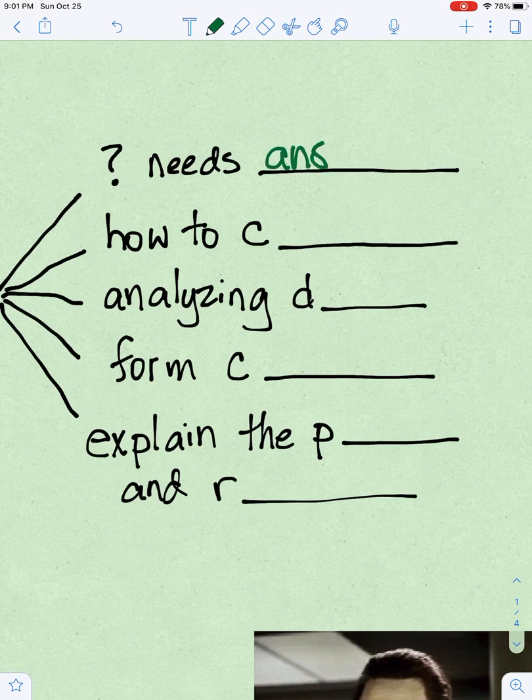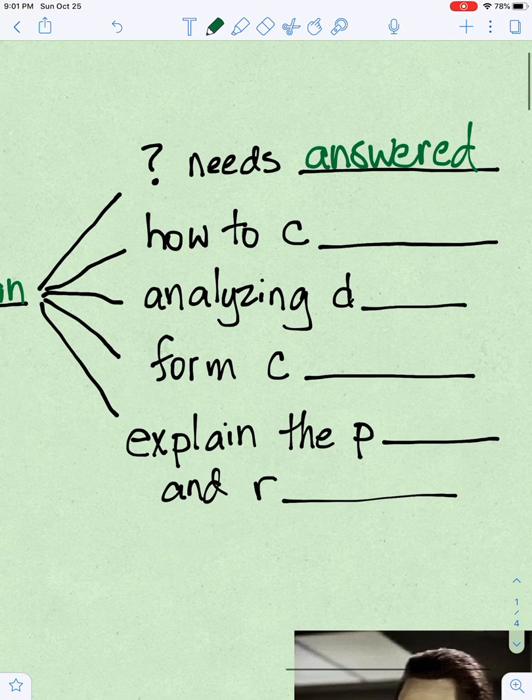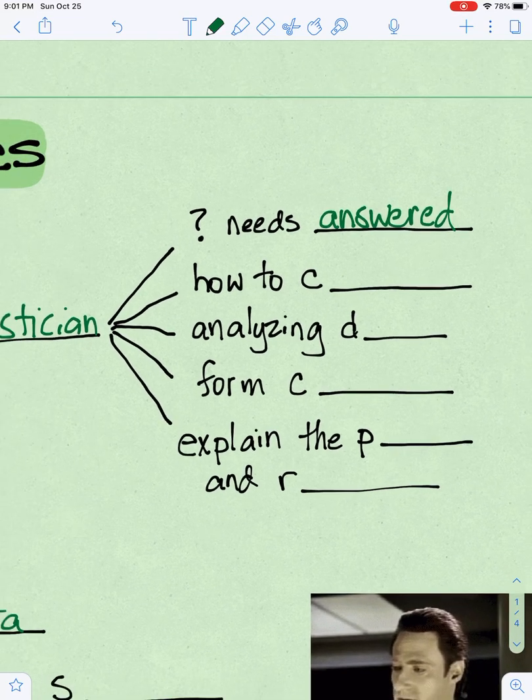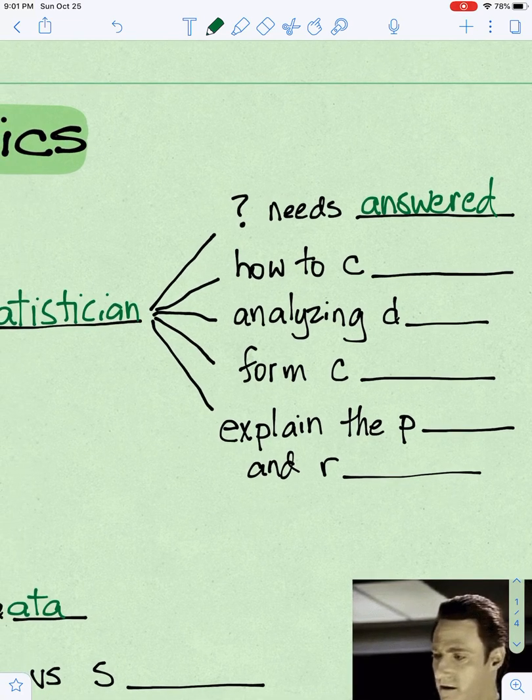First of all, a question needs to be answered. Sometimes you get this question from your boss. Sometimes you get it from a paper that you're writing and you need to gather information on it. Sometimes the client, because you're working for somebody and they ring you up and say, hey, I need this information. Can you gather that information for me?